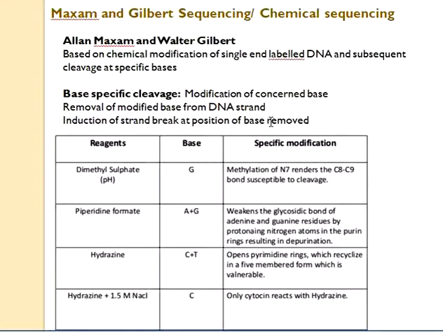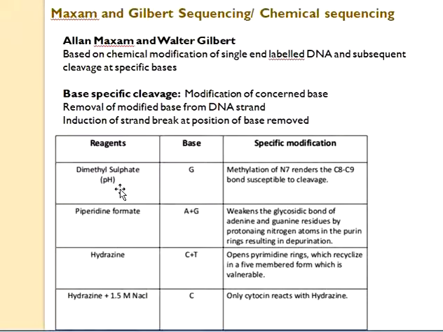So for the base-specific chemical cleavage, we use different reagent chemicals like dimethyl sulfate, piperidine formate, hydrazine, and hydrazine with NaCl, which are able to modify and remove various nucleotides. Dimethyl sulfate causes the modification and removal of G nucleotide. Piperidine formate causes modification of either A or G nucleotide in the DNA. Hydrazine causes modification at C or T nucleotide, and hydrazine with NaCl is able to modify and remove C nucleotide in the DNA.